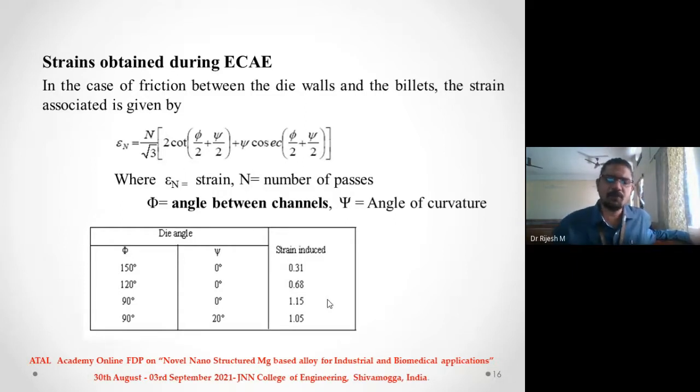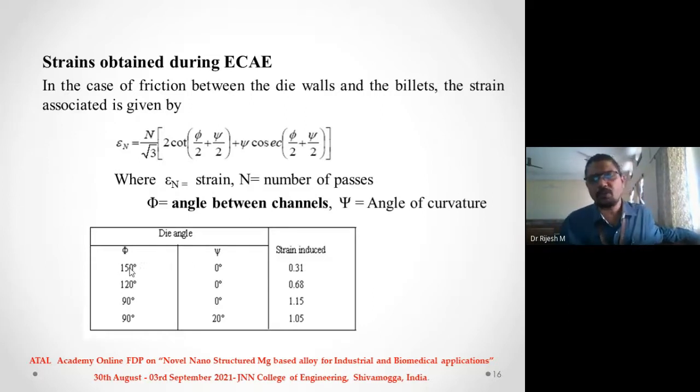So if you're going for 5 passes, your strain goes on adding up: 1.15 plus 1.15 plus 1.15 plus 1.15 plus 1.15. That's how we accumulate strain in the process. So you can give a huge amount of strain provided you can go for a number of cycles. If you want to go for a number of cycles, you need to have some ductility in your material too.